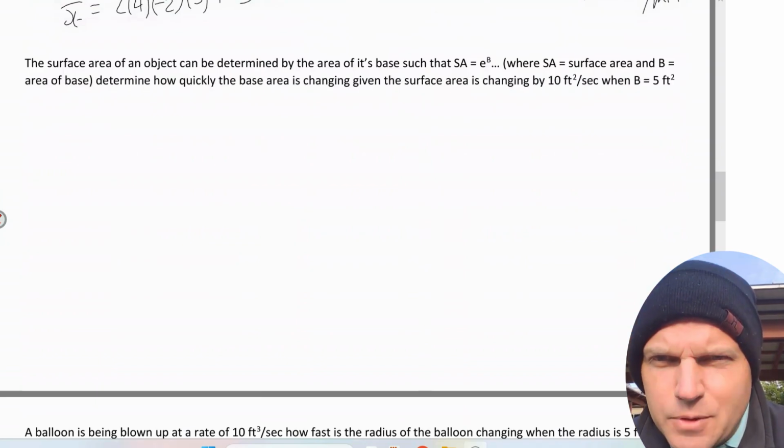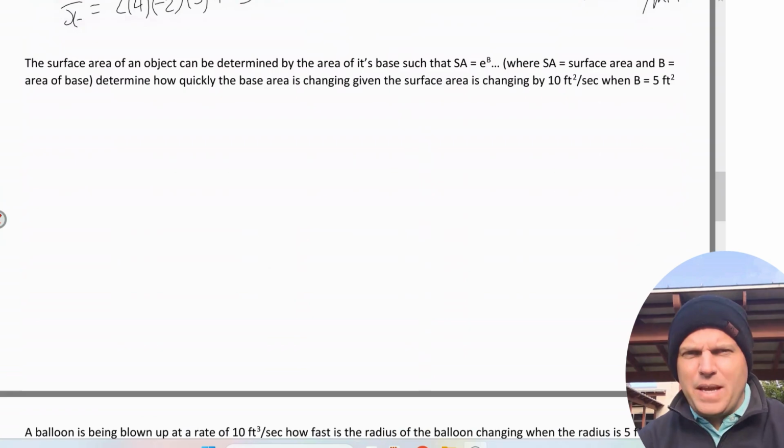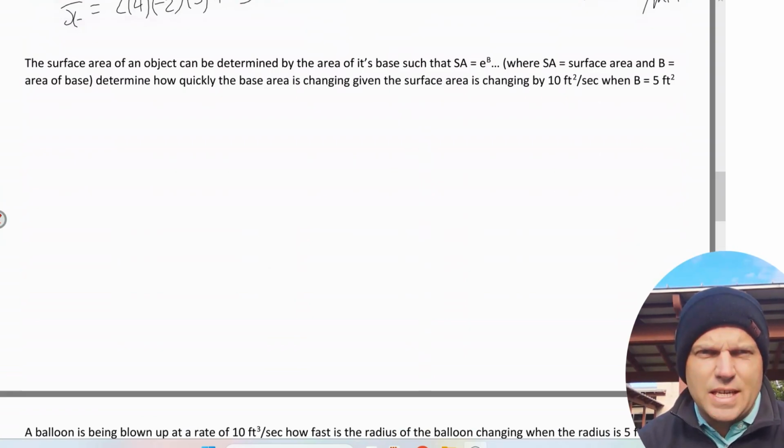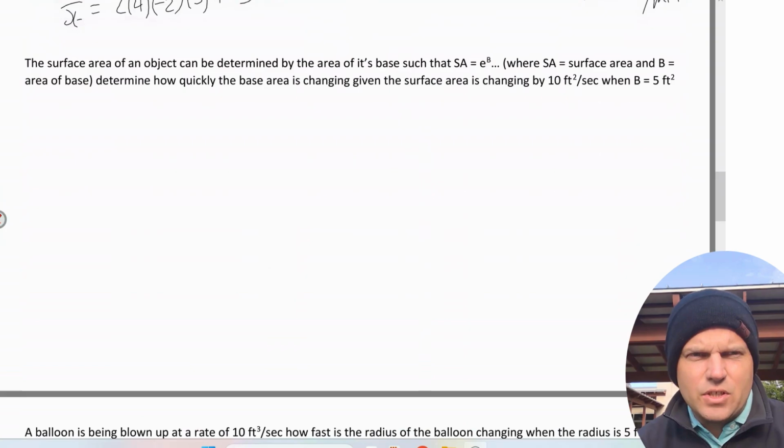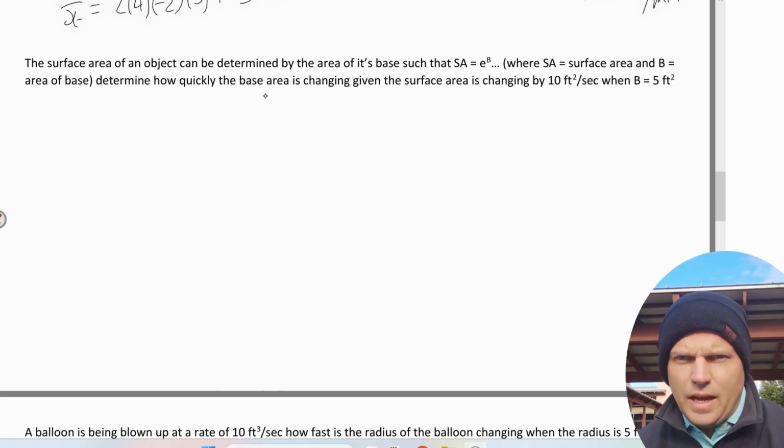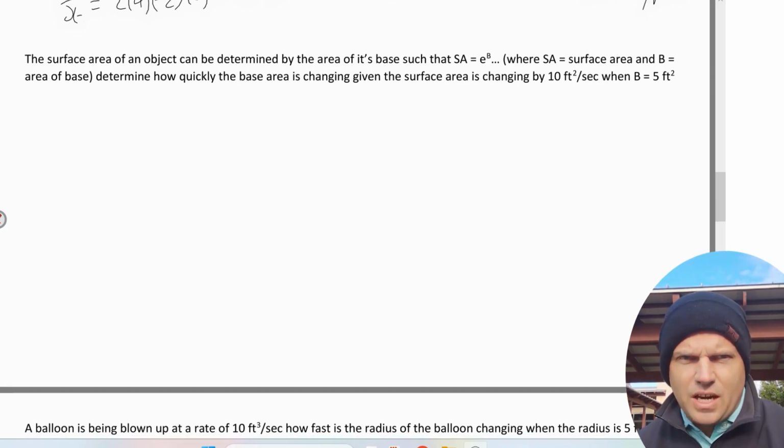The surface area of an object can be determined by the area of its base, such that the surface area equals e to the b, where SA is surface area and b is the area of the base. Determine how quickly the base area is changing, given the surface area is changing by 10 square feet per second when b is 5 square feet. Okay. How quickly is the base area changing? Okay, that means I want to find dB/dt.